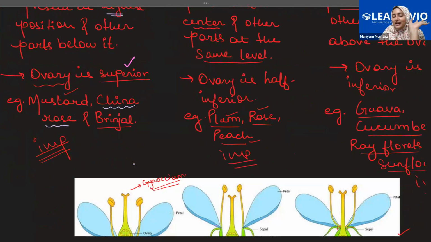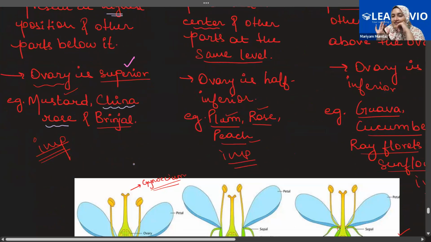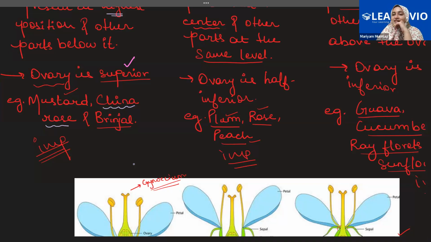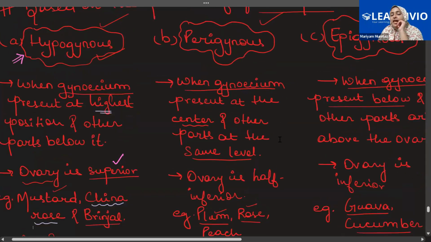Okay, I'll give you one hint. The most common red colored flower. Not rose. Hibiscus. Correct. Hibiscus is known as China rose. Okay, that's its fancy name. China rose. Now, the second case is perigynous.